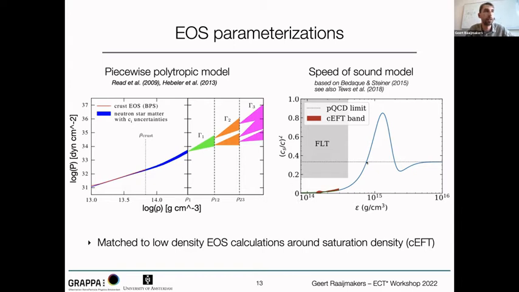And so we're also using a speed of sound model, where we at least know that the speed of sound throughout the equation of state is continuous. It allows us to put a little bit more of a physical model in. And same for this model, we connect it to these low density calculations from chiral effective field theory.